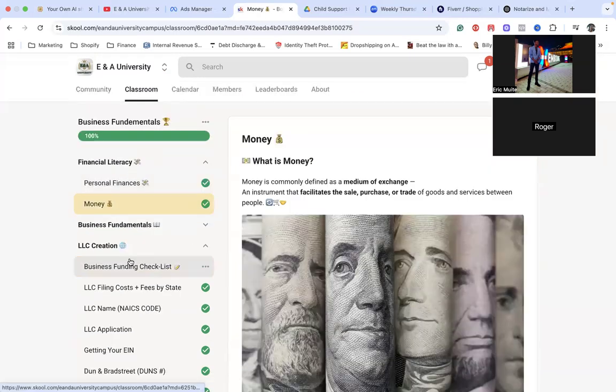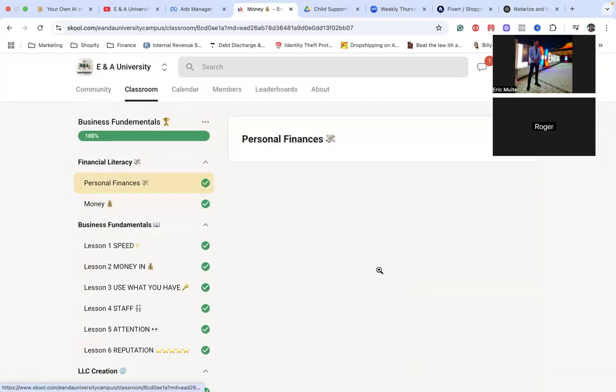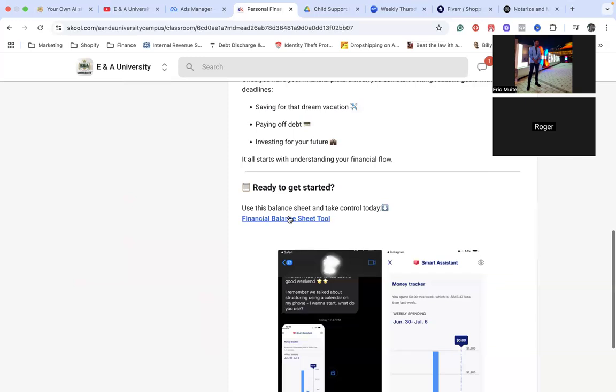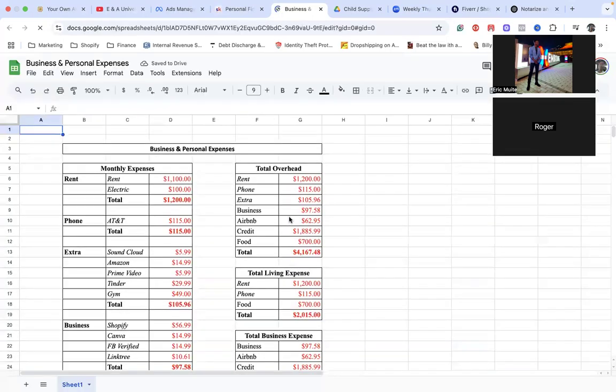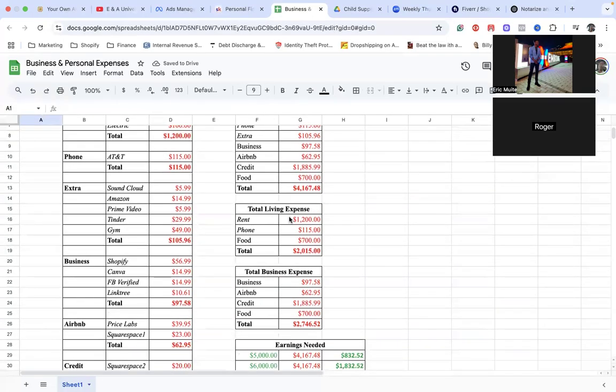So I'll give you an example. I shared my personal finance document right here, this balance sheet. This was from last year. I shared this with everyone to show them what I needed to do to determine what it costs me to, one, operate my business, and two, to live every month. I need to pay rent, I need a phone, I need food. What does that cost me?